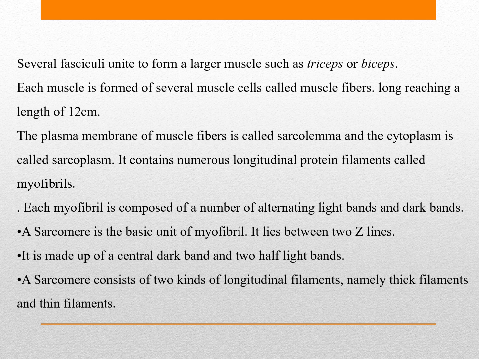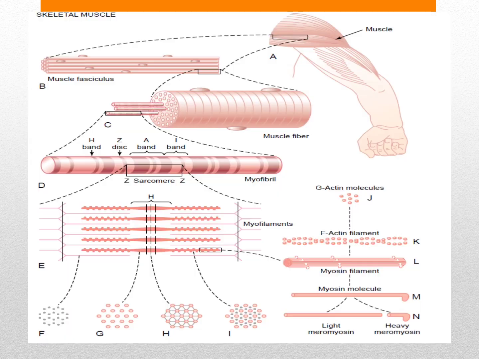The plasma membrane of muscle fiber is called sarcolemma, and the cytoplasm is sarcoplasm. Sarcoplasm contains numerous longitudinal protein filaments called myofibrils. Each myofibril is composed of a number of alternating light bands and dark bands. A sarcomere is the basic unit of myofibril. It lies between two Z lines. It is made up of a central dark band and two half light bands. A sarcomere consists of two kinds of longitudinal filaments, namely thick filaments and thin filaments.